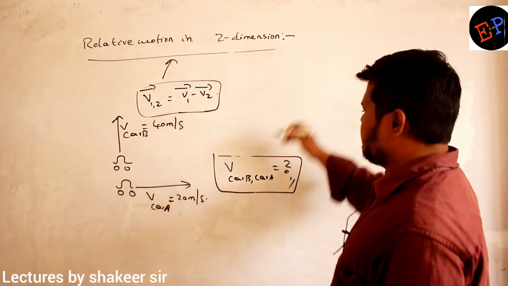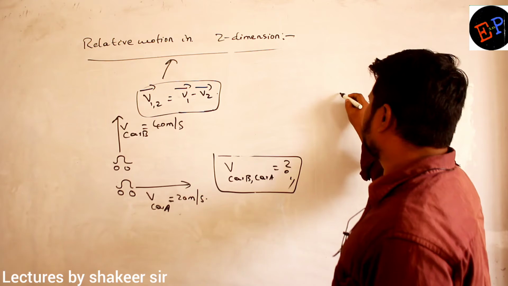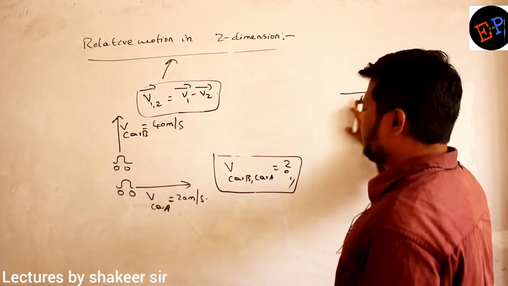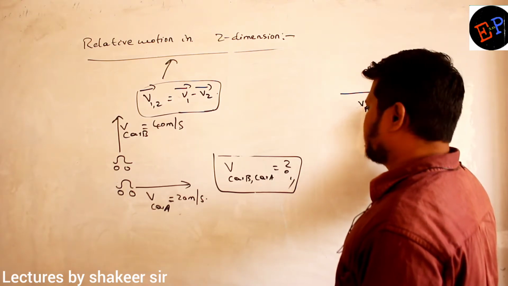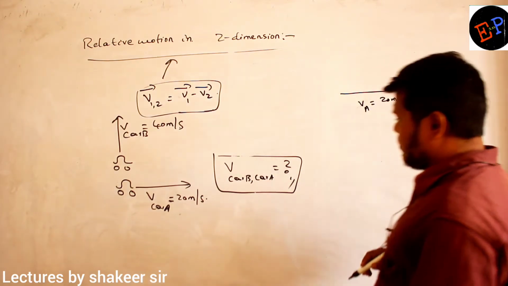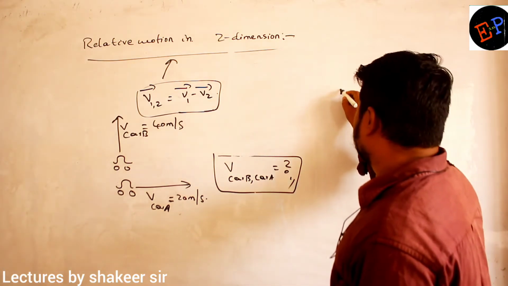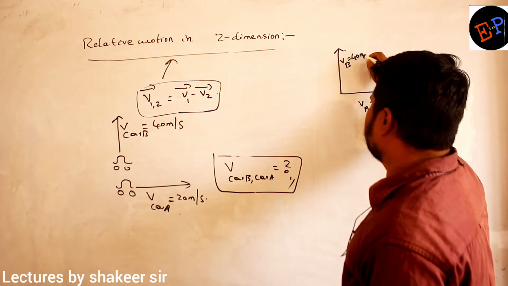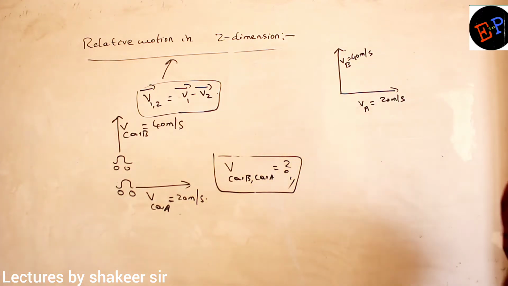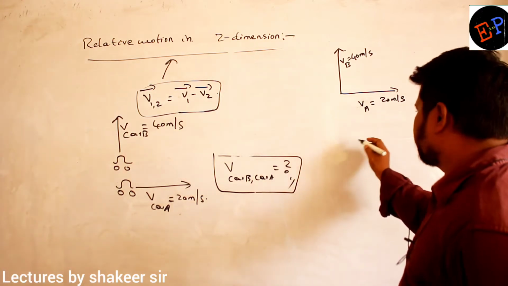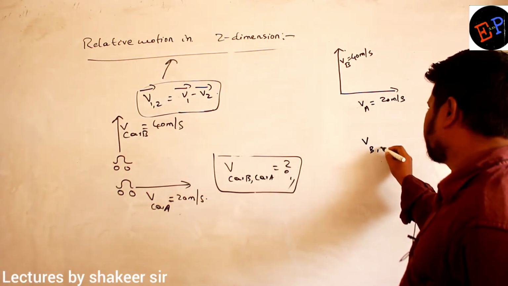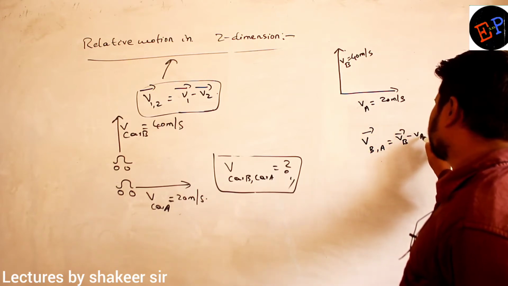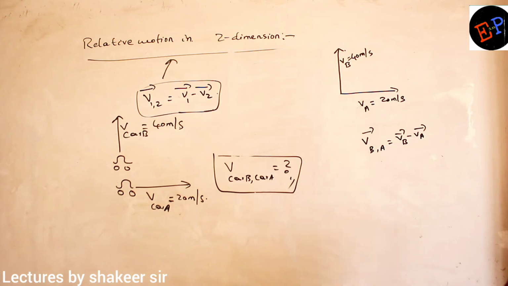First of all, which is the velocity of car A? This is the velocity of car A. I'll just write VA. VA is equal to 20 meters per second. And what is the actual velocity of car B? This is the actual velocity of car B, which is equal to 40 meters per second. Now what we are supposed to do: velocity of car B with respect to car A. So in vector form I can write VB minus VA. This is how we have to do it.